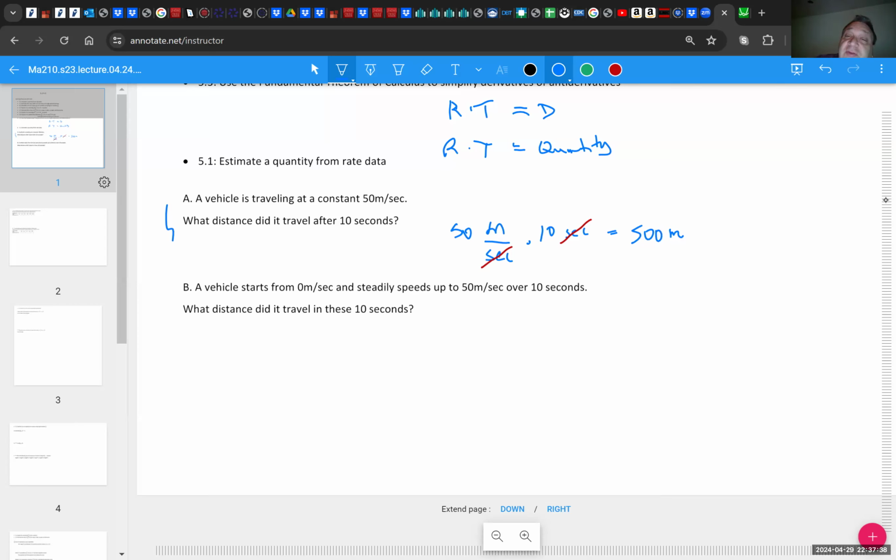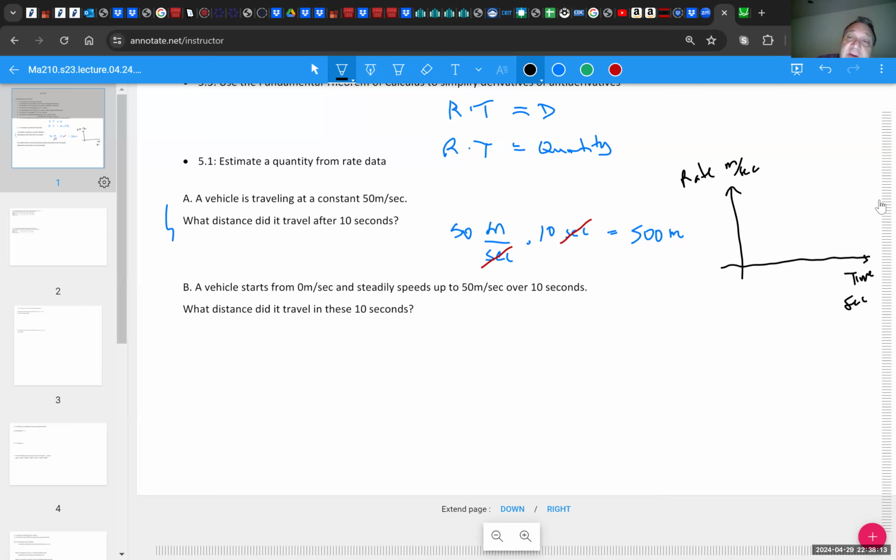I'm going to show you a visual of this. It will come up quite a bit later, even though it seems a little bit strange at first. I have an axis here. On the vertical axis, which is the y-axis, I'm going to put the rate, which in our example is going to be meters per second. In the horizontal direction, I'm going to put the time, and that's going to be measured in seconds.